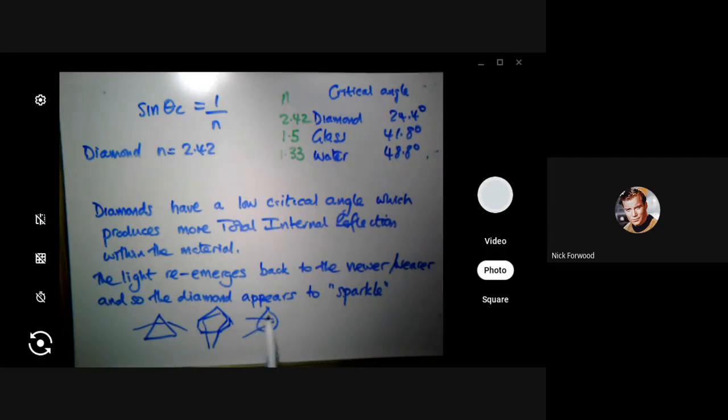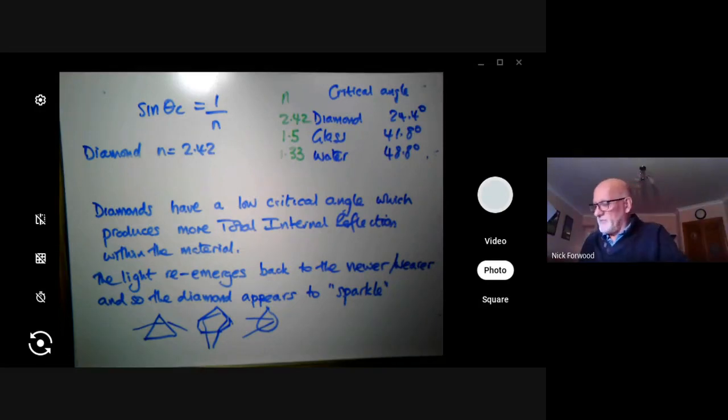Here, you've got to be in the right place. The sun needs to be over here and the viewer needs to be this side. With a prism, the sun is this side and the viewer is that side. And so the diamond appears to sparkle, and I'll now rub that bit out.